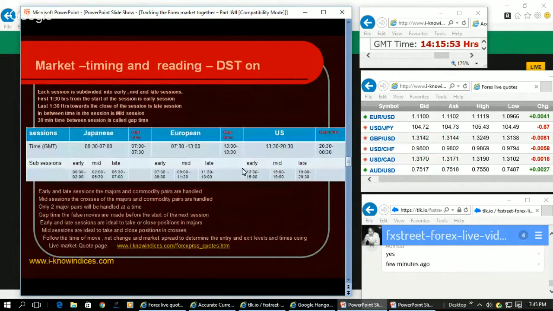Then subsequently, we follow the time of the market and see that during the early and the late sessions, the players handle the majors. During the mid sessions, they handle the crosses. So during such early and late sessions, we try to handle the hedge and see that we are either able to book profit in the hedge, or we are able to stop it out at the entry and keep the hedge order to limit the risk.